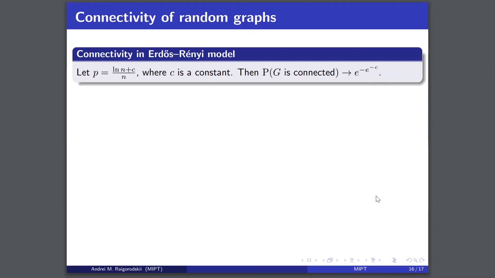X sub i of G is equal to 1 if vertex i is isolated in G, and 0 in other case. We just sum up such indicators. Of course, we have in total the number of isolated vertices in this graph. What is the expectation of every such indicator? It's the probability that X equals 1, yes? 1 times this probability plus 0 times this probability. So this is exactly the probability of i to be isolated. What is the probability of a fixed vertex to become isolated in a random graph?